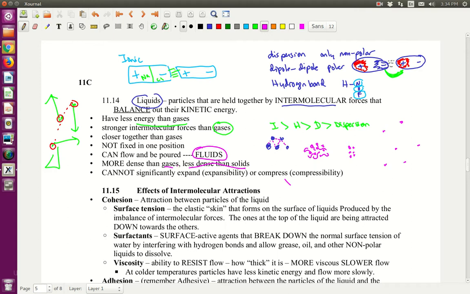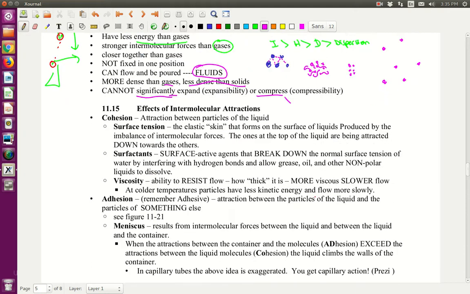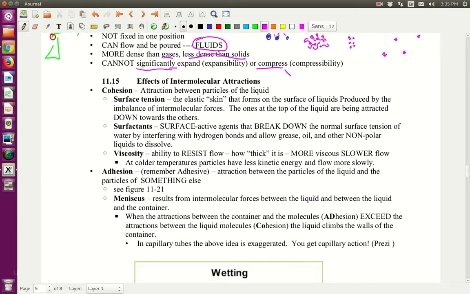Liquids can't significantly expand or compress. And that means they can expand and compress just a tiny, tiny bit. But gases are very, very compressible. And if I talk about compressibility, I'm really going to be talking about gases. Okay? And this should have been a review. All right, now we're going to talk about cohesion and adhesion and different intermolecular forces there.